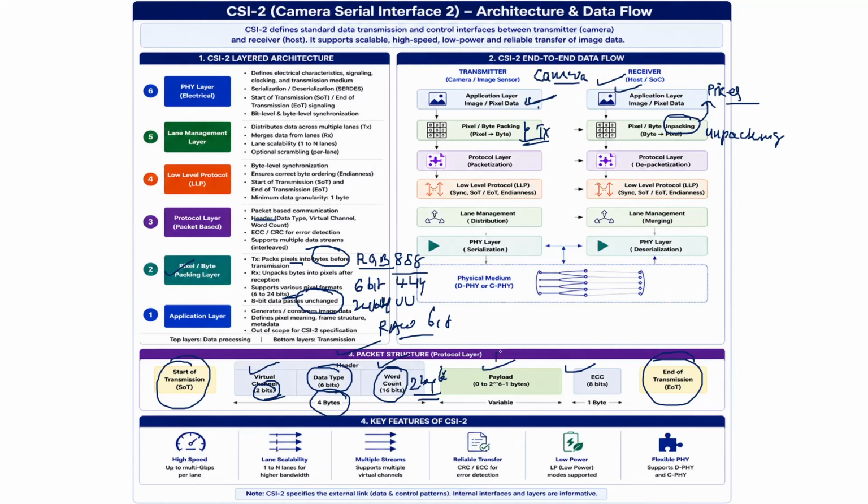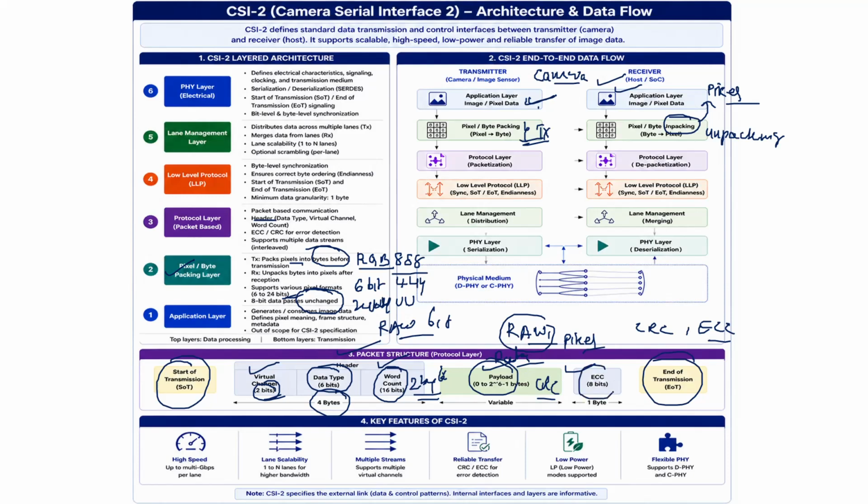Payload has the data, whatever data we are having. That means we don't have any RGB data, raw data, all these things. So just pixel data we are having. That pixel data, however many bytes you are transmitting, that data we are having in the payload. And there is no ECC and CRC, all these things. Cyclic redundancy checks and error correcting codes are outside this payload.